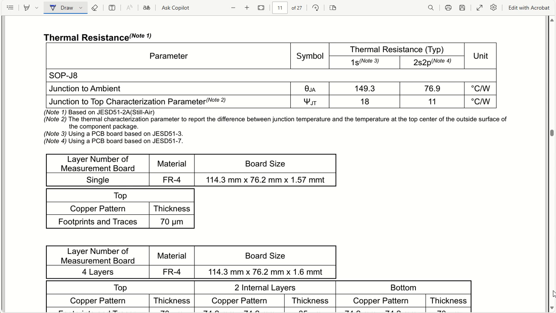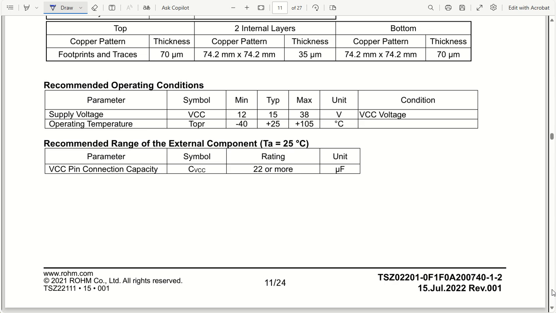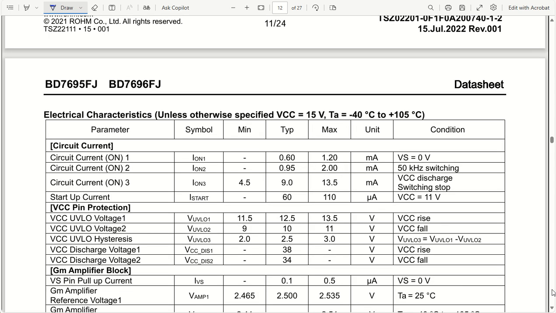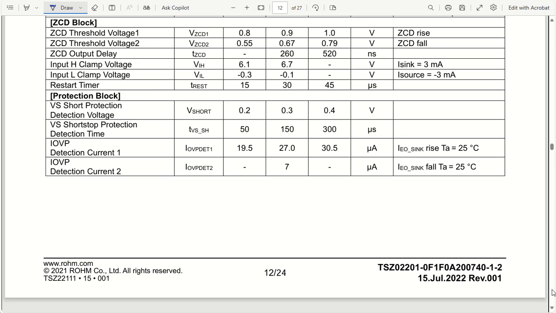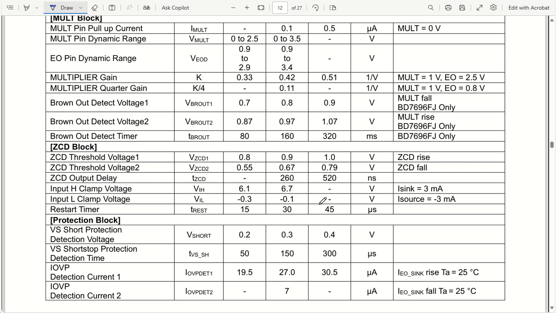Now coming back to the copper and PCB layout guidelines, they are there. Let's move to the next one. If you want to have the ZCD block, the different voltage levels, ZCD1, ZCD2, are all tabulated here in one table. We have the protection circuit in the same way. When this VS pin, the feedback pin, stops switching, as you had seen, 0.3 volt was there, and it continues for 150 microseconds. All those things we have already seen.